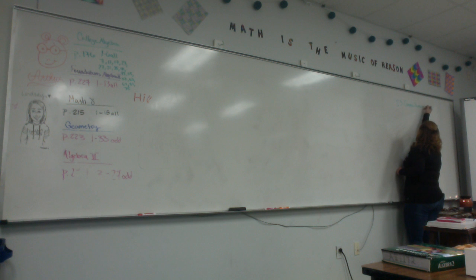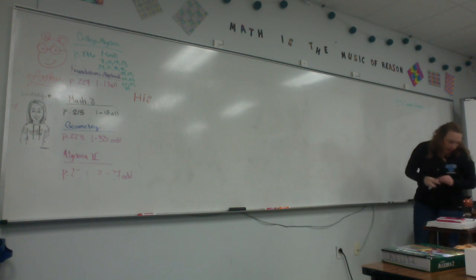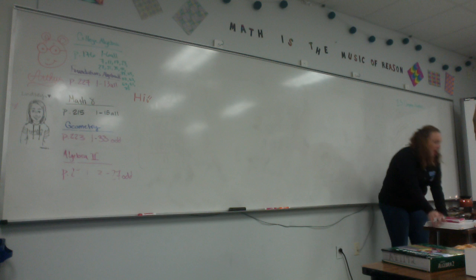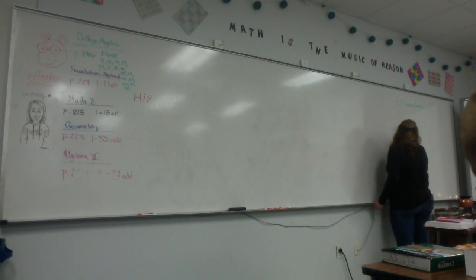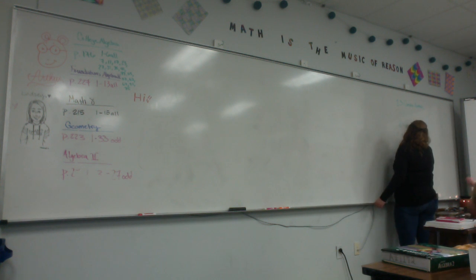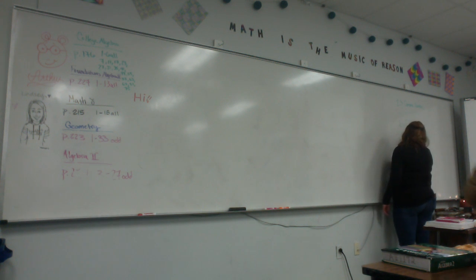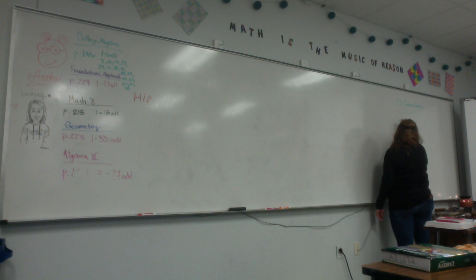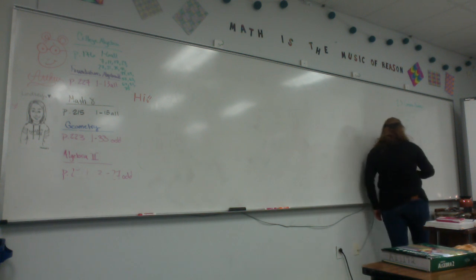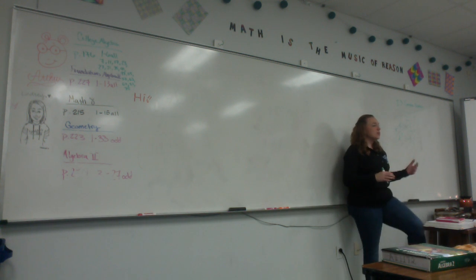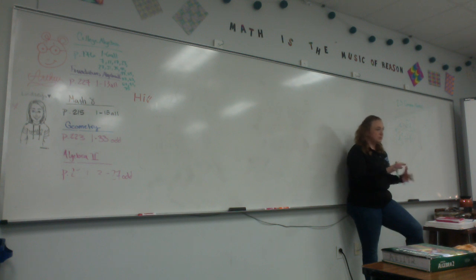Okay, complex numbers. The imaginary unit is I, okay? I equals the square root of -1, which means I squared equals -1. Do you remember any of this? Slightly. You have to have that memorized. Anytime I see I squared, I'm going to replace it with -1. Okay?